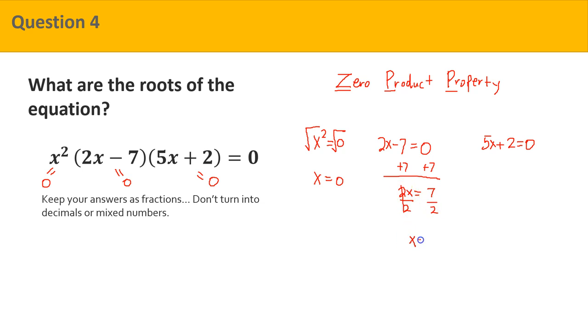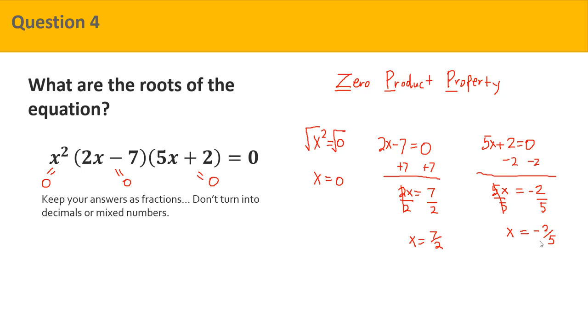We end up with x is equal, and if you remember here, it says keep your answer as fractions. So our answer here is going to be 7 over 2. And then we do the same here. We subtract 2 from both sides. 5x equals negative 2. Divide 5 on both sides of the equation. Or x equals negative 2 divided by 5.